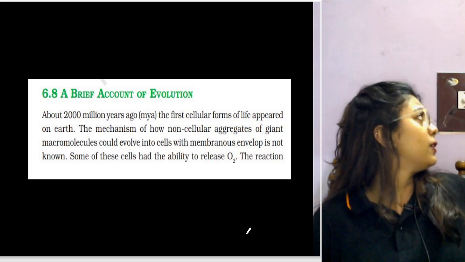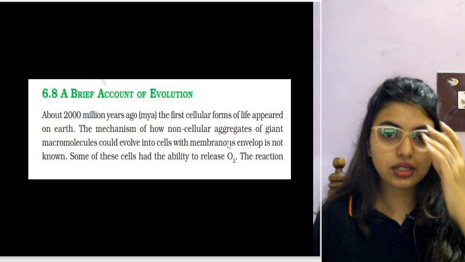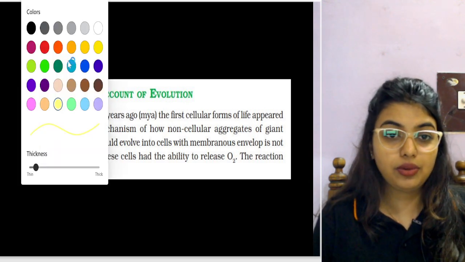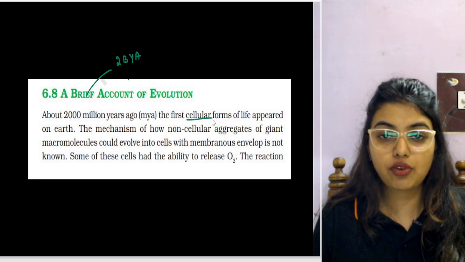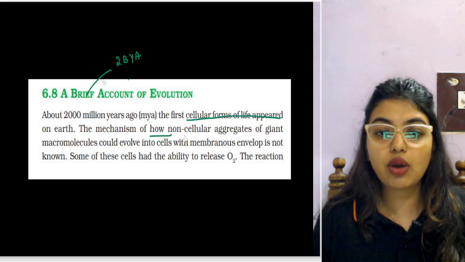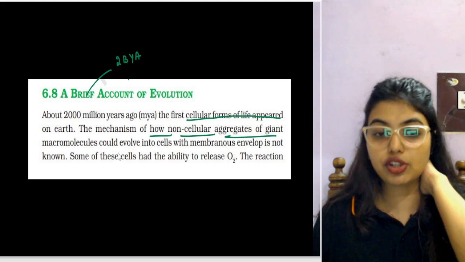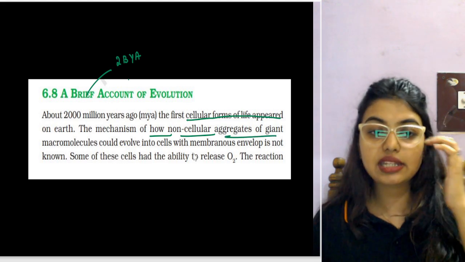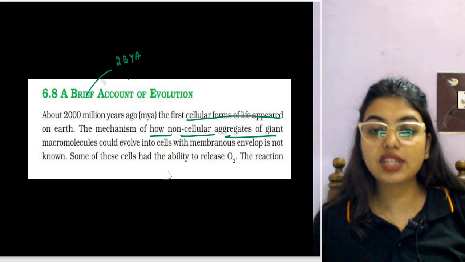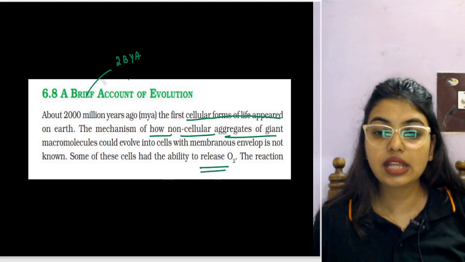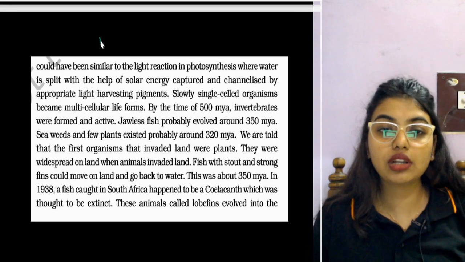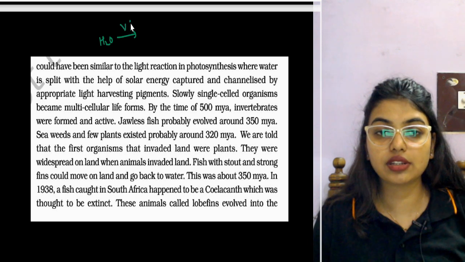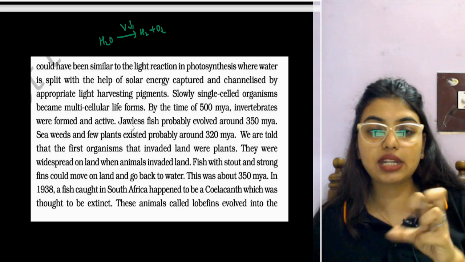So we already knew that around 2 billion years ago was the first cellular form of life appeared. The mechanism of how non-cellular aggregates of giant macromolecules could evolve into cells with membranous envelope is not known. Some of these cells have the ability to release oxygen. The reaction could have been similar to light reaction in photosynthesis, where water is split with the help of solar energy, captured and channelized by appropriate light harvesting pigments.